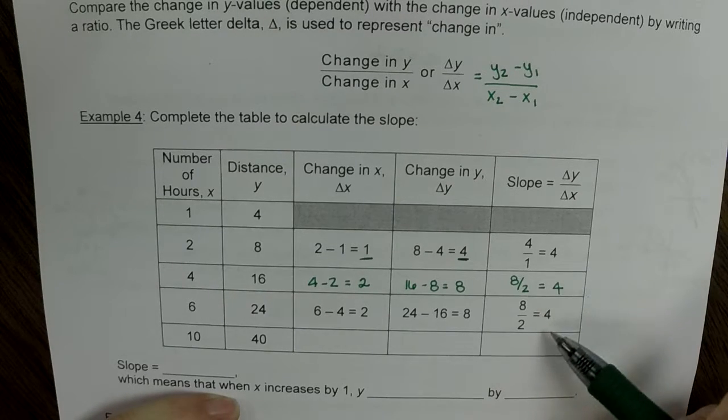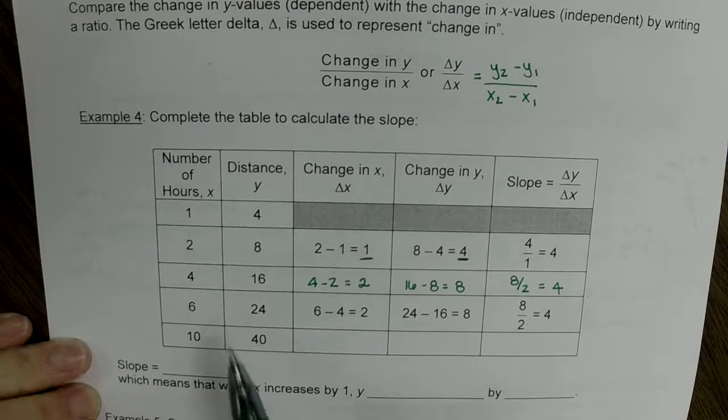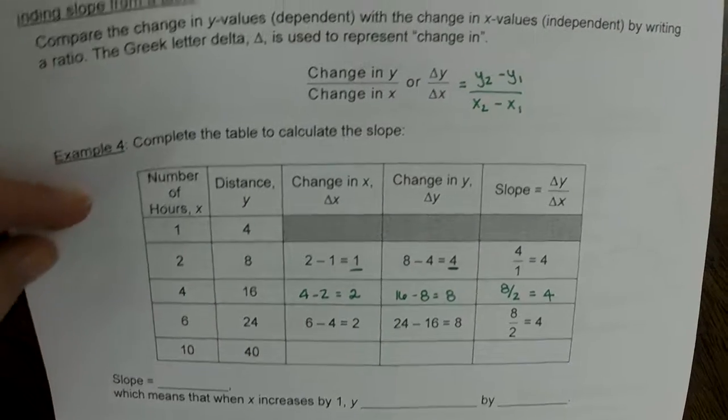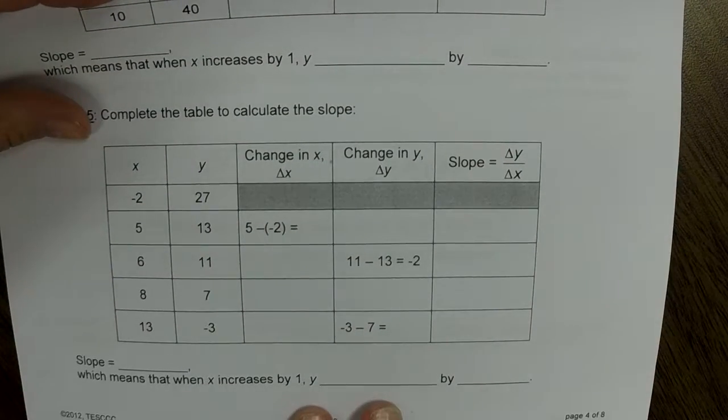So you should figure out that your slope should be the same no matter which 2 points you choose. And then we've already talked about what it means as x increases by 1, and so you can fill this out. And example 5 is the exact same thing. So you're still just using the formula. Good.